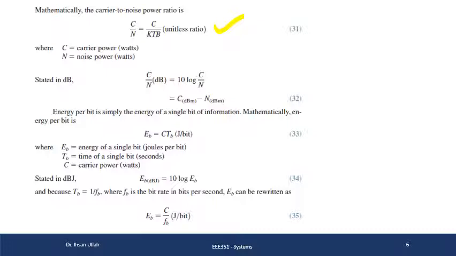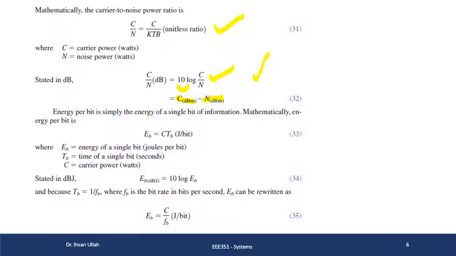If you want to compute it in dB, then in such a case, it is going to be equal to 10 log of the power of the carrier divided by the power of the noise. Or you can also subtract the noise power in dBm from the carrier power in dBm. We have studied this logarithmic scale in detail.